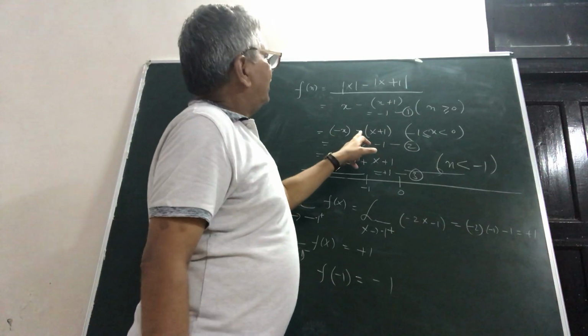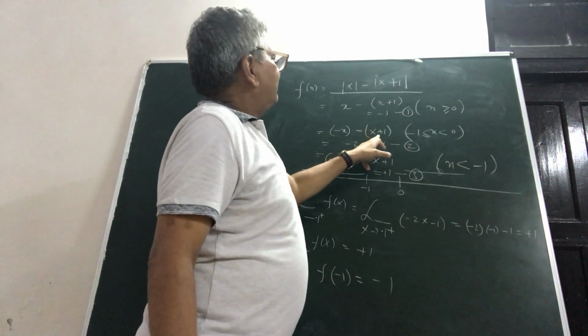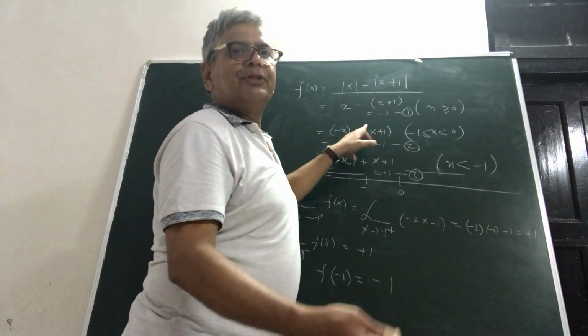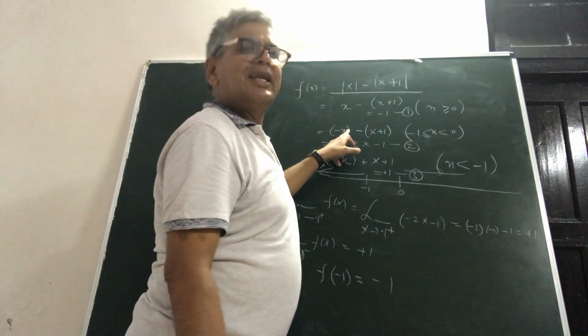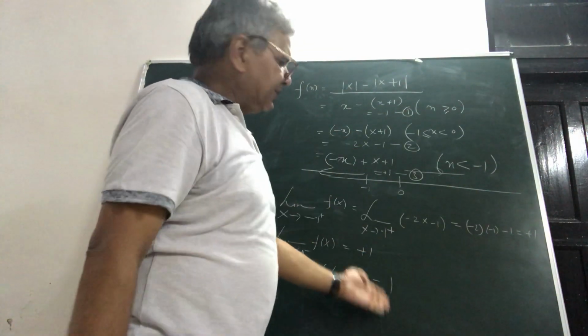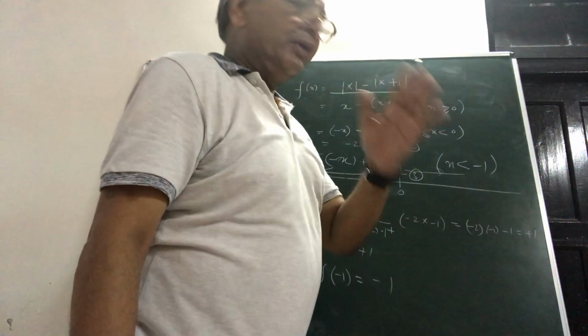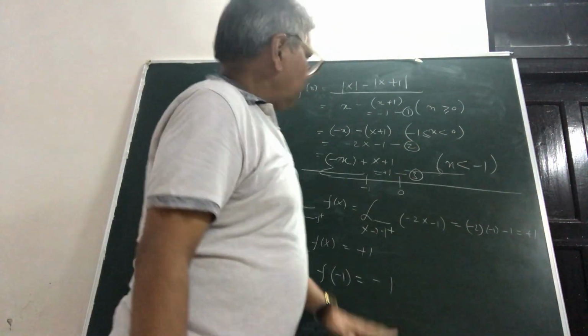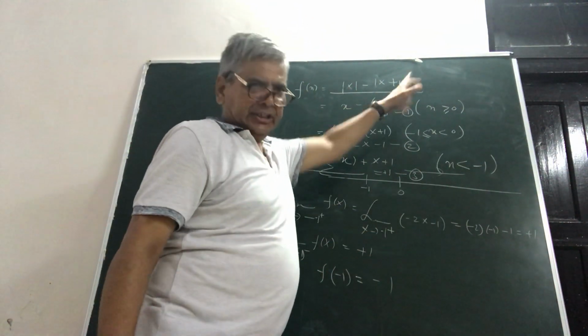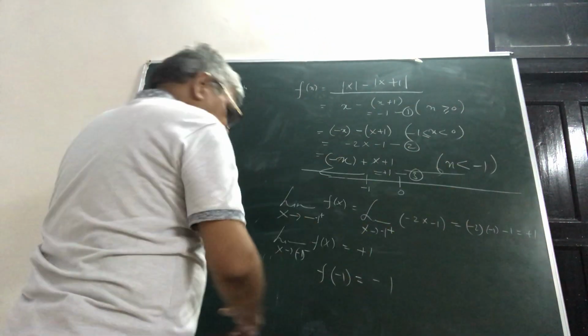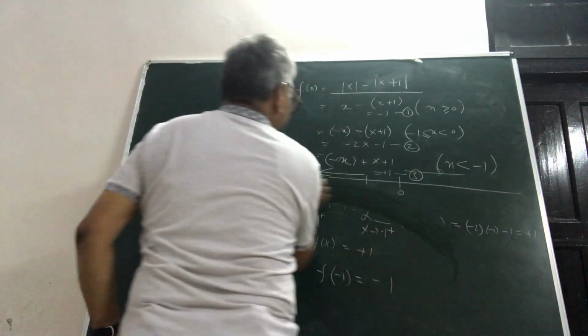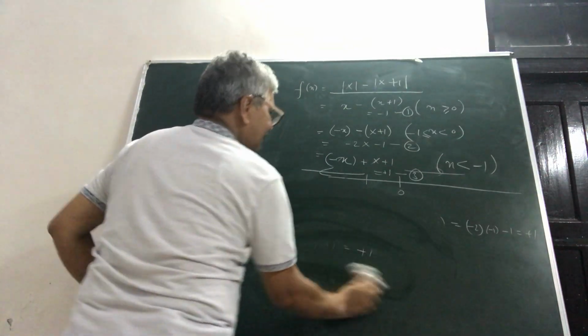Modulus of x plus 1 is to be replaced with minus x plus 1, because only when it is negative are you going to replace it with minus x plus 1, else you will not be replacing it. So all these three values are 1, and therefore the function is continuous at 1 also. So it means this given function is continuous on all the real numbers. So with this, we have finished this exercise 5.1.